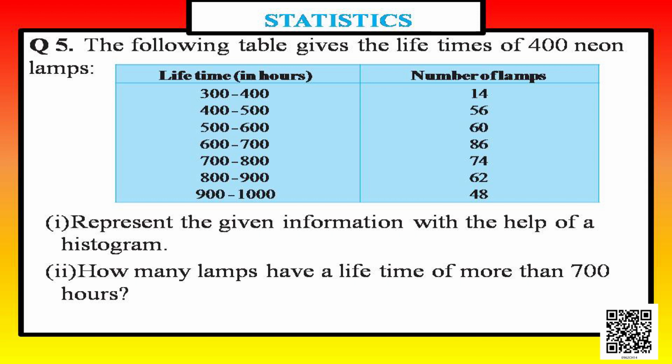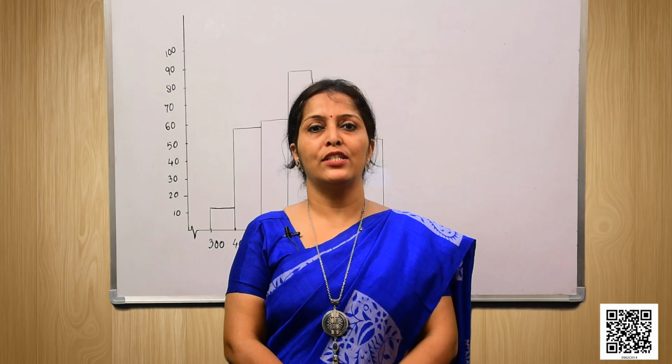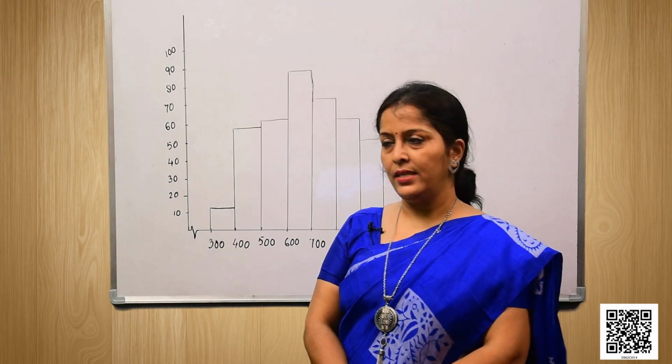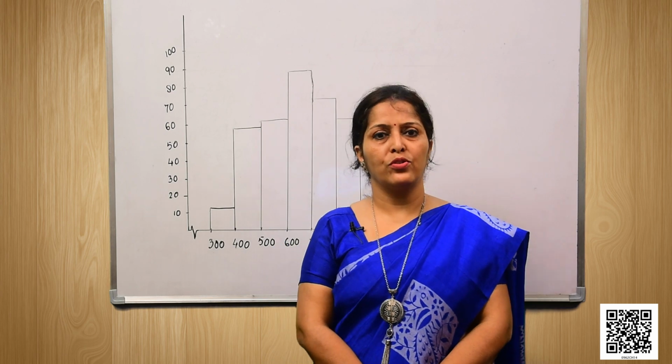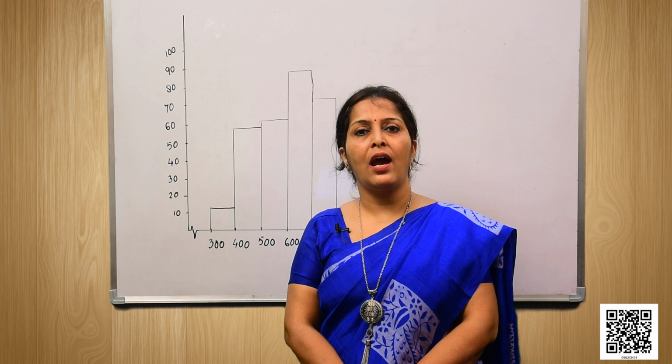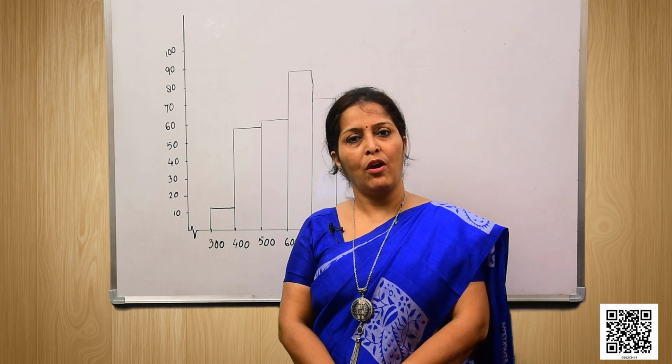The question asks, first bit, represent the given information with the help of a histogram, and second bit, how many lamps have a lifetime of more than 700 hours. So let us solve it now. So students, here is the solution of question number 5 of exercise 14.3. The class interval was given to us and the frequency was also given to us, and we were asked to make a histogram out of that.